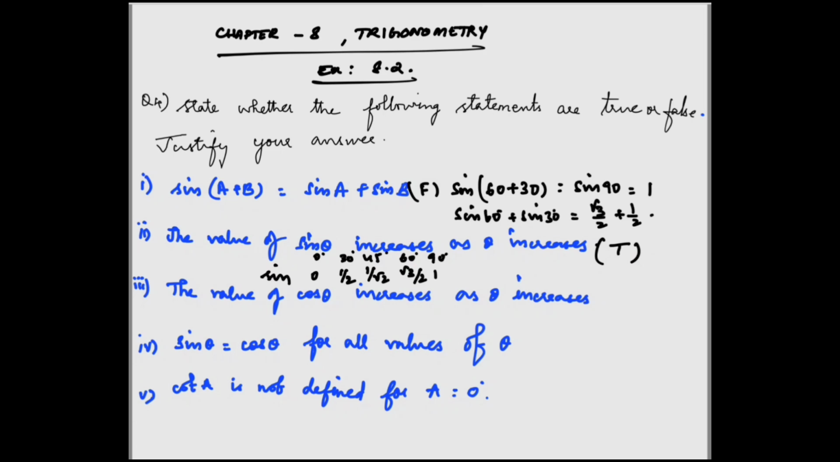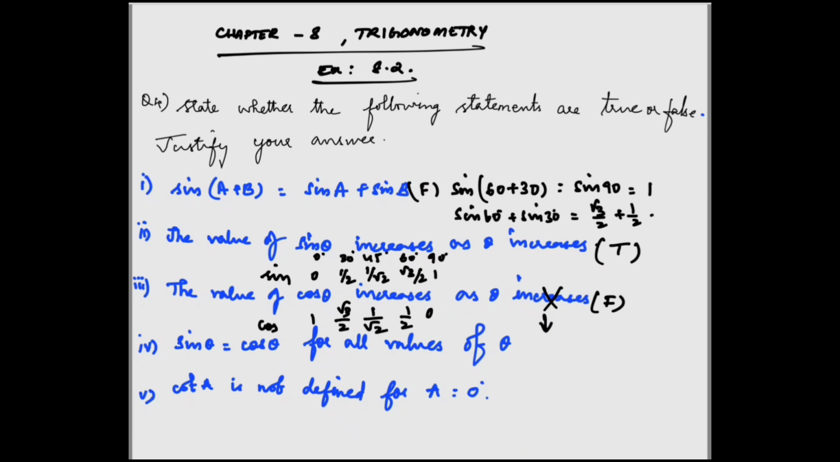The value of cos theta increases as theta increases. It is a false statement. Cos 0 is 1, cos 30 is root 3 by 2, cos 45 is 1 by root 2, cos 60 is 1 by 2 and cos 90 is 0. The value decreases actually.